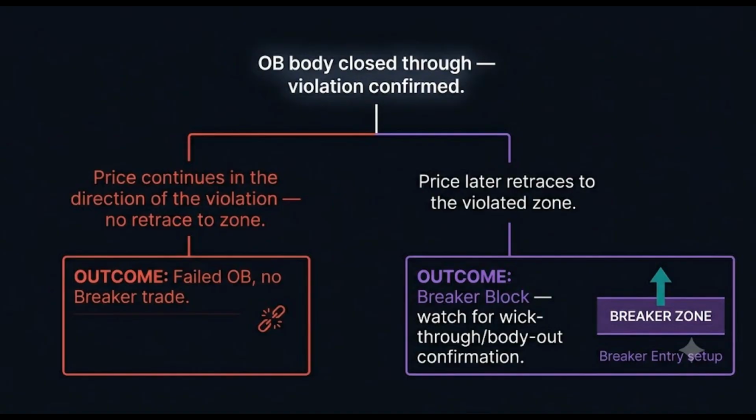Outcome 2. Price later retraces back to the violated zone and stalls there. This is the breaker setup. The retrace is your signal that institutions are defending the flipped zone. When you see price returning to a recently violated OB level, shift your mindset. You are no longer looking for a continuation of the original OB logic. You are watching for the opposite reaction from the same level.